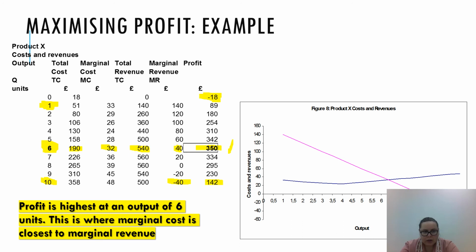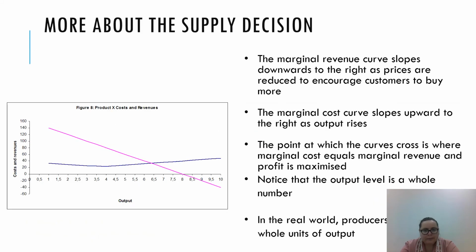So the highest output is going to be at the output of 6, when you sell 6 units. The total cost of 90, or total cost of 39. Okay. Now, the marginal revenue curve.